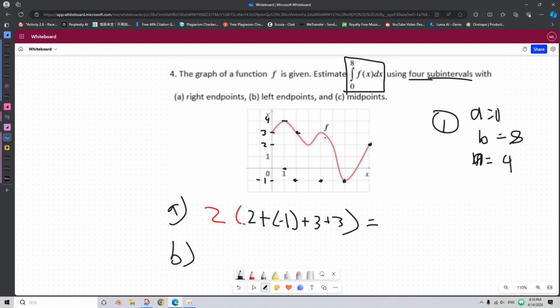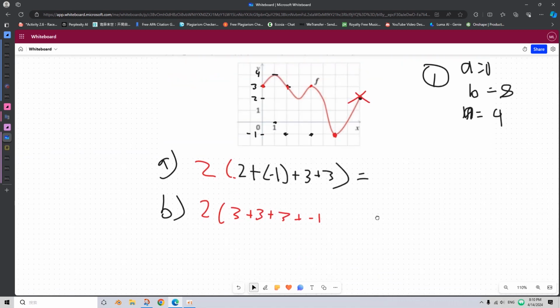For number B, it is from the left point, so starting from this side, and this side is not valid, we do 2, bracket, 3 plus 3 plus 3 plus negative 1. And we get our answer for B.